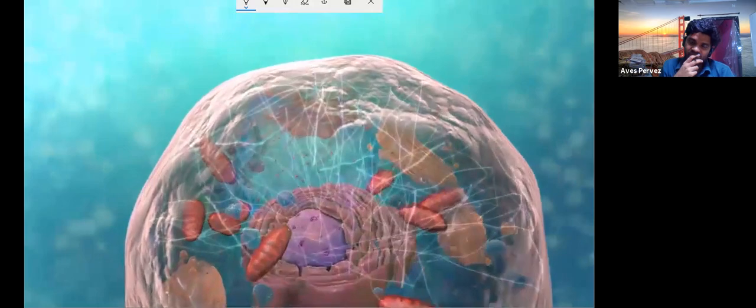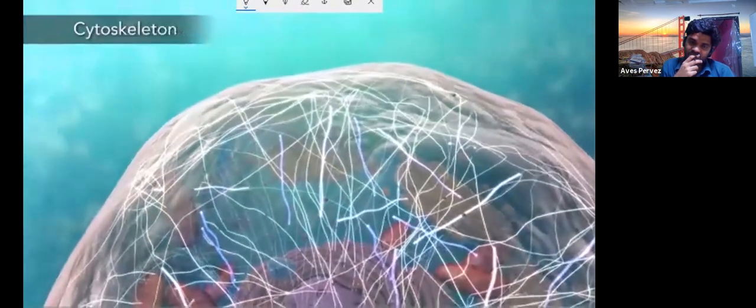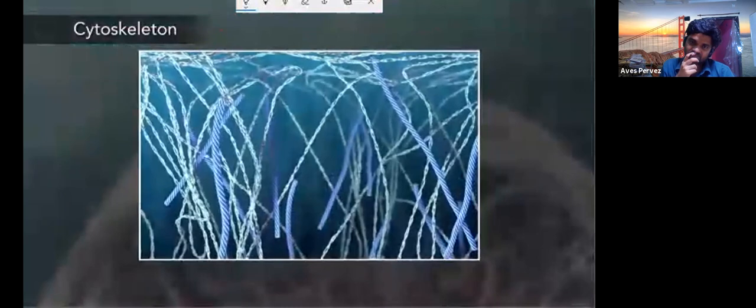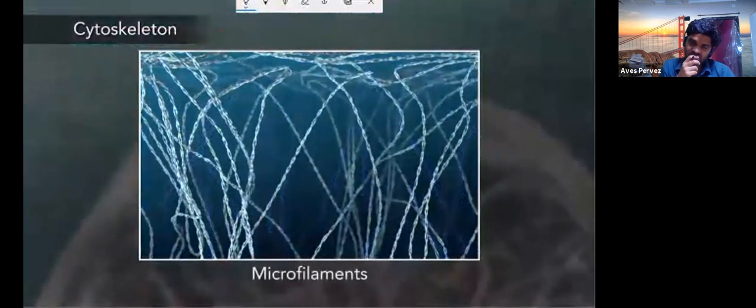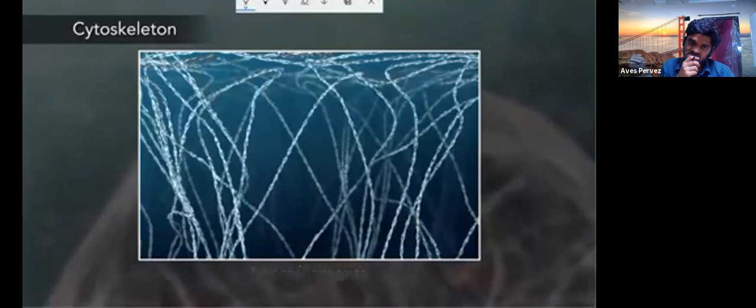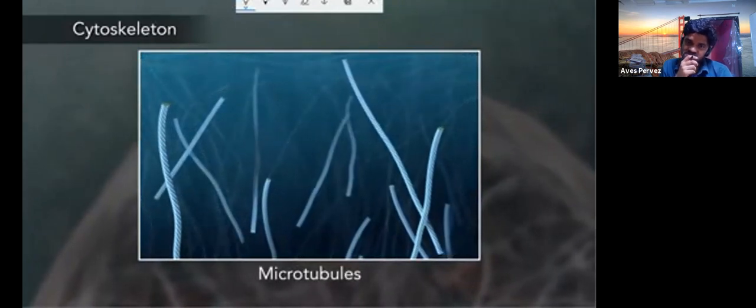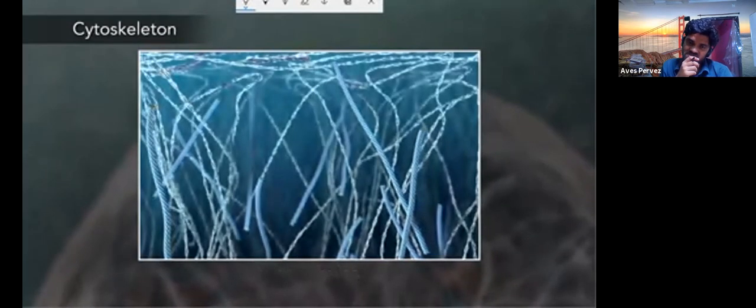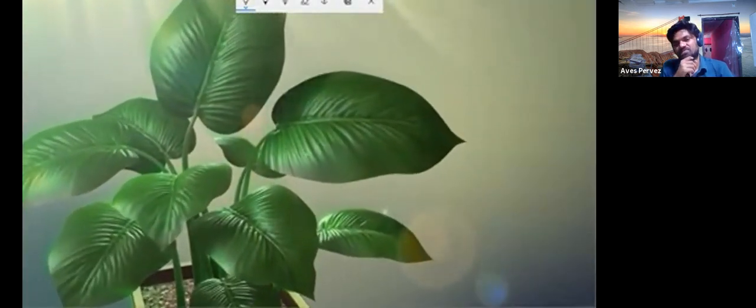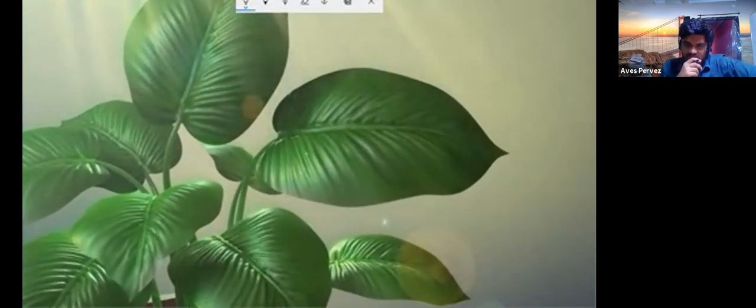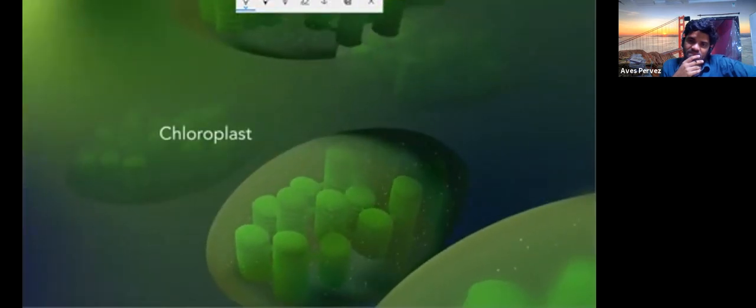Meanwhile, the cell maintains its shape through a cytoskeleton. The cytoskeleton includes the thread-like microfilaments, which are made of protein, and microtubules, which are thin, hollow tubes. Some organisms, such as plants, are photoautotrophic, meaning they capture sunlight for energy, and have cells with an organelle called a chloroplast. The chloroplast is where photosynthesis happens.